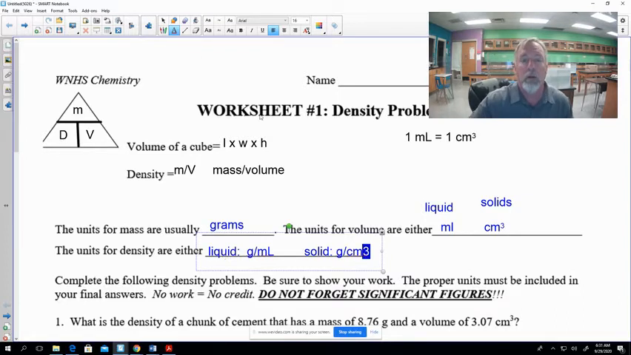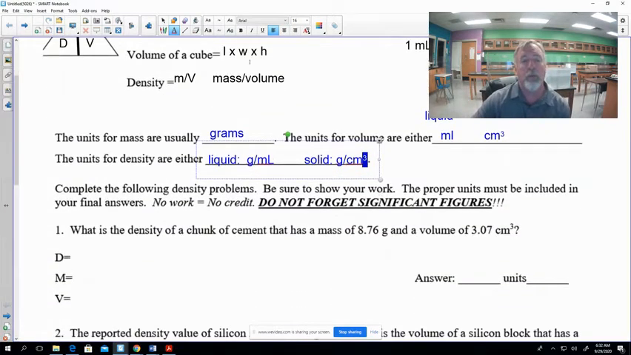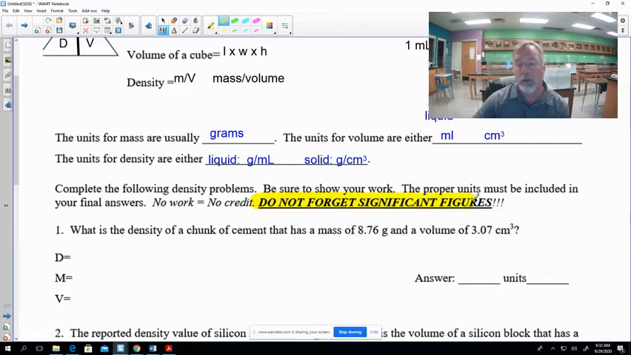All right, I want you to be careful about that. Make sure you try to keep those straight. Liquids, their volumes are in milliliters, and solids, their volumes are in cubic centimeters. So let's do a couple of these problems. And one thing I want you to remember here is we're always going to be concerned about sig figs. We've learned sig figs. Let's use them as we answer these problems.